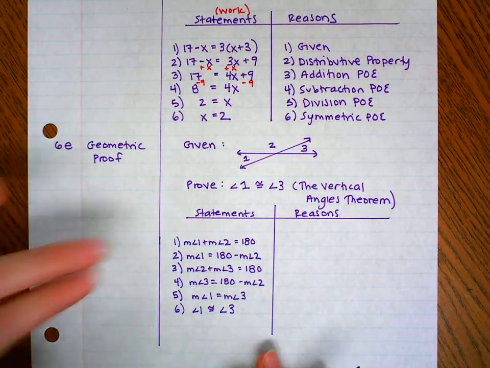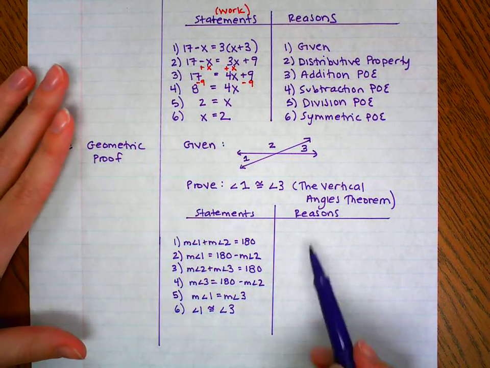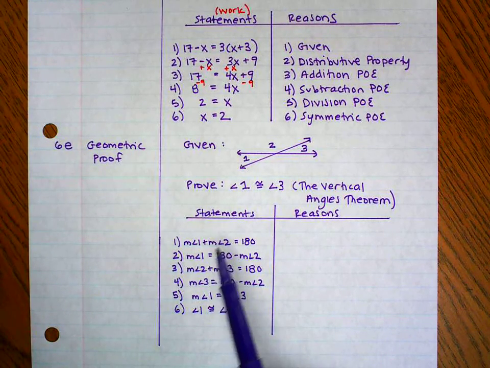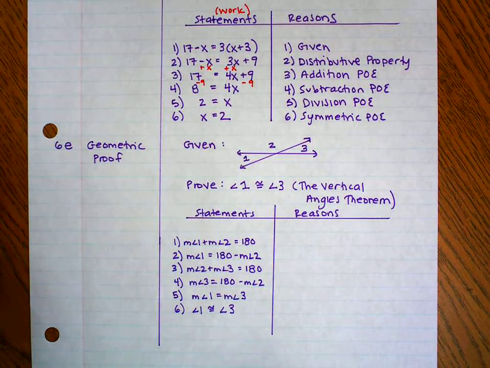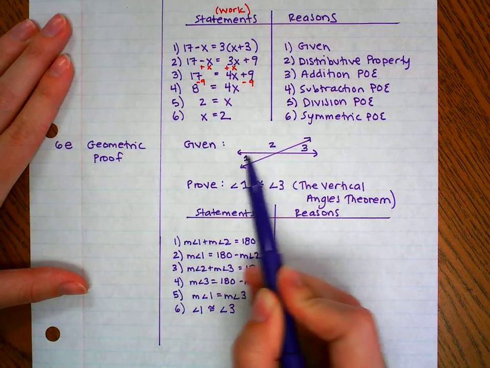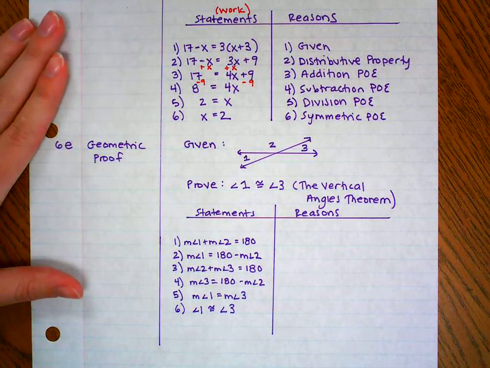So most of the time, we're going to give you a list of statements. You just have to write the reasons. But for those of you in honors, you're eventually going to have to get to a point where you're writing all of these statements. For regular, you might have to write some of these statements. So let's get started. We're given this picture. We need to prove that angle 1 and angle 3 are congruent.